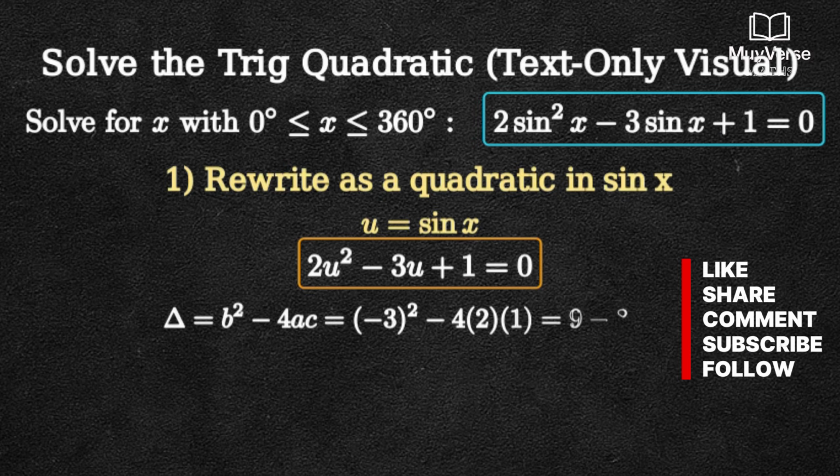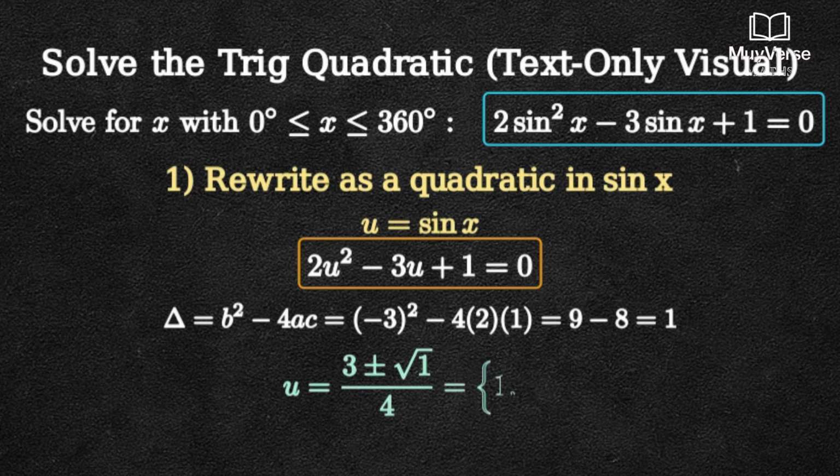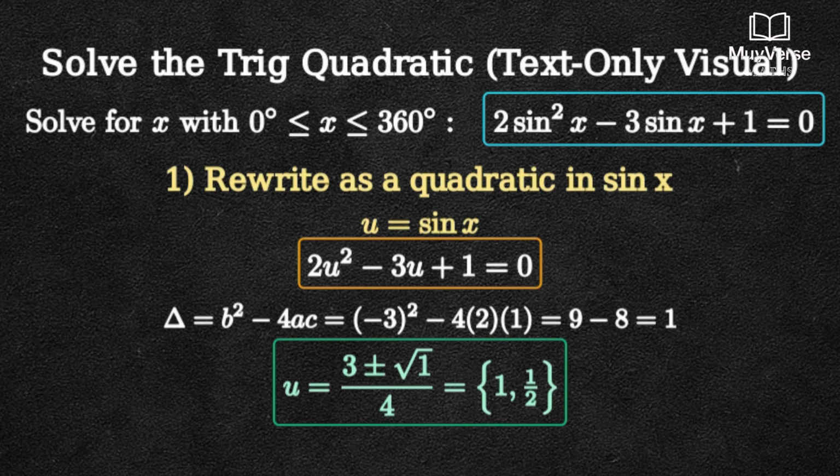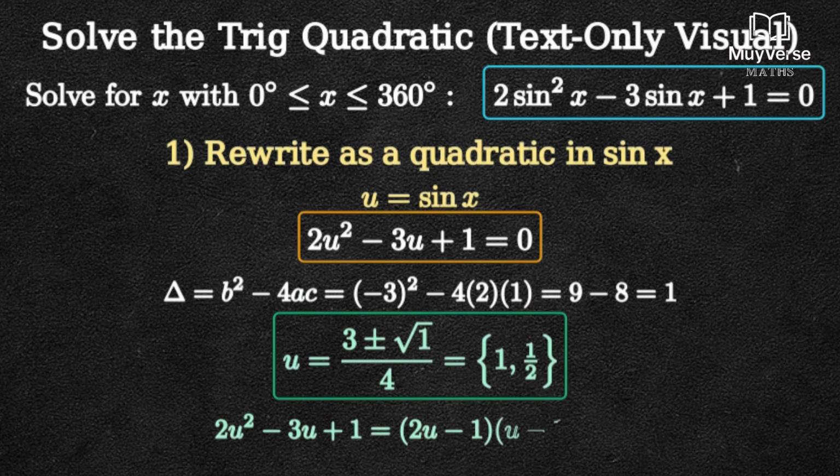Compute the discriminant. Delta equals -3 squared minus 4 times 2 times 1, which is 9 minus 8 equals 1. Therefore, u equals 3 plus or minus 1 over 4. So the two values are u equals 1 and u equals 1/2. You can also see this instantly by factoring: 2u minus 1 times u minus 1 equals 0.